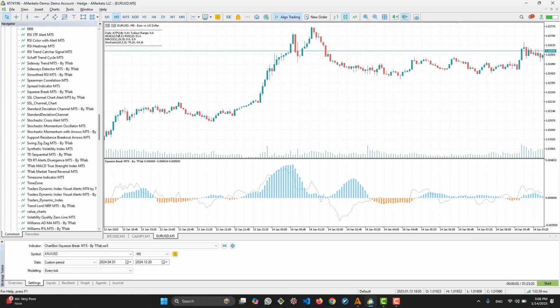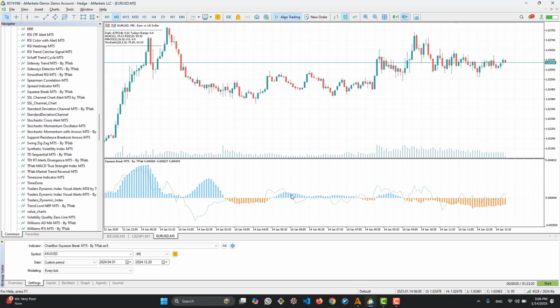A series of data is also displayed for us in this corner, including the daily ATR, today's range, and indicators like ADX, RSI, MACD, and stochastic.